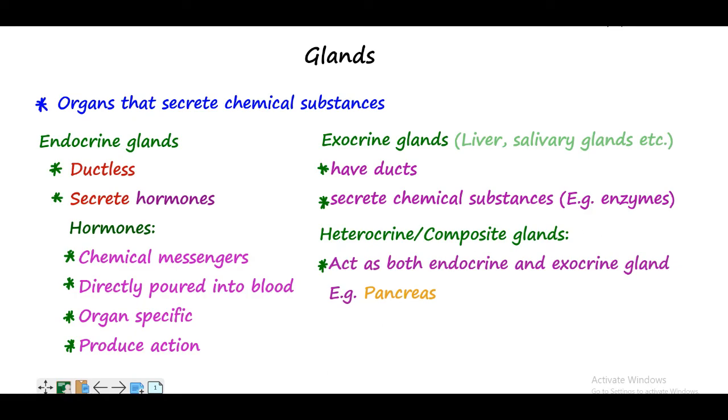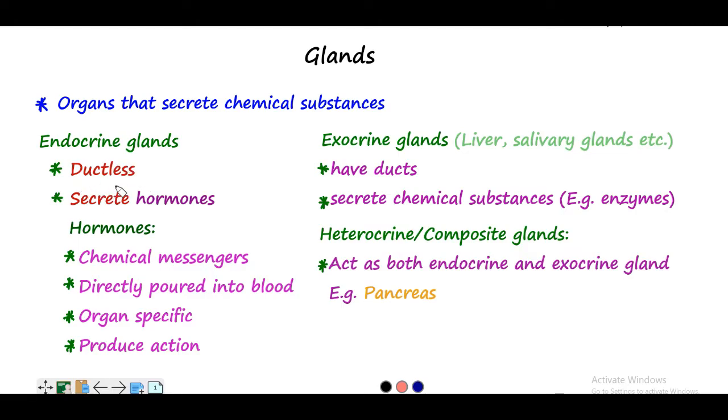As you can see here, we'll be talking about glands. Glands are nothing but organs that can secrete chemical substances. Now, these chemical substances can be anything. These can be enzymes, these can be antimicrobial agents, these can be hormones. So, we have two types of glands in our body. So, one is the endocrine gland. Now, endocrine glands are what we'll be discussing in detail.